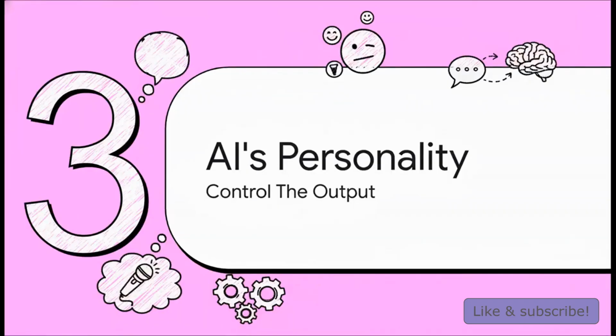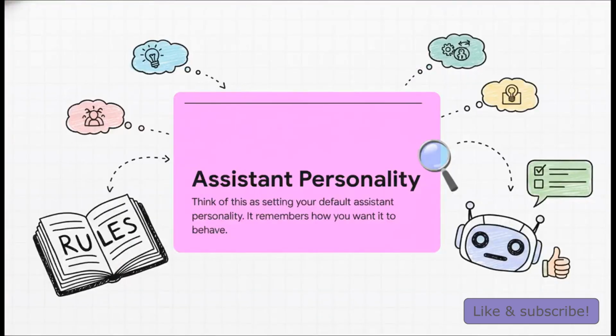Now, let's move on to that second box, because this is where things get really fun. This is where you get to control the output. You're basically designing the personality and the communication style of your very own AI assistant. This is such a perfect way to think about it. You are literally defining your default AI assistant. So instead of having to type "be concise" or "use bullet points" in every single chat, you just set the rules one time and it remembers them forever.